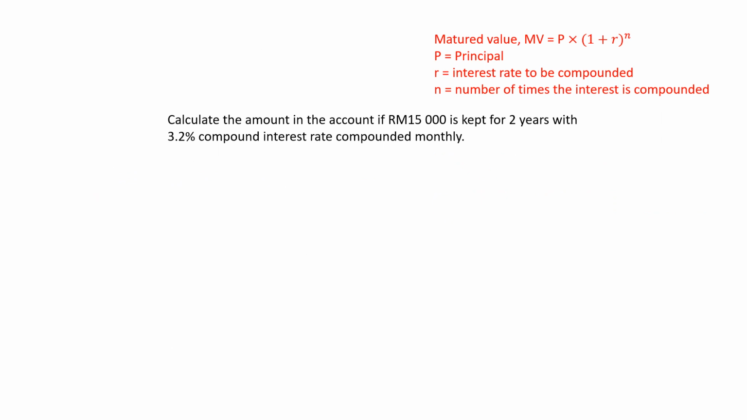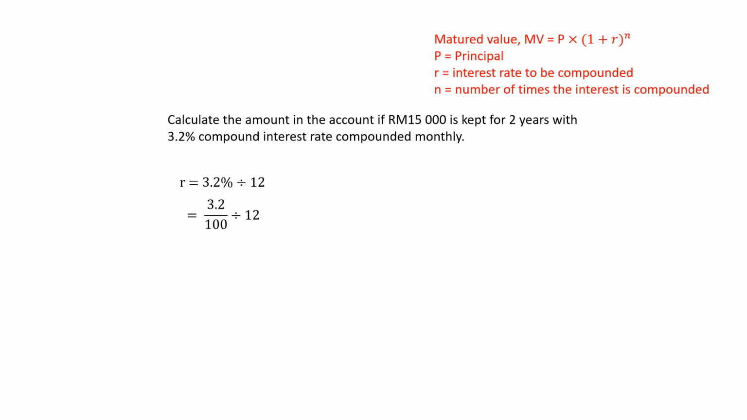Let's look at another example. Calculate the amount in the account if 15,000 ringgit is kept for 2 years with 3.2% compound interest rate compounded monthly. And this time it is compounded monthly. So the interest rate R is equal to, because it's compounded monthly, this 3.2% is actually per year. After a year you will get 3.2%, but after a month, I need to divide it by 12.